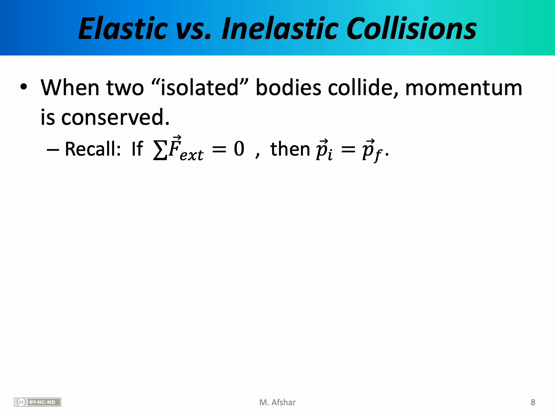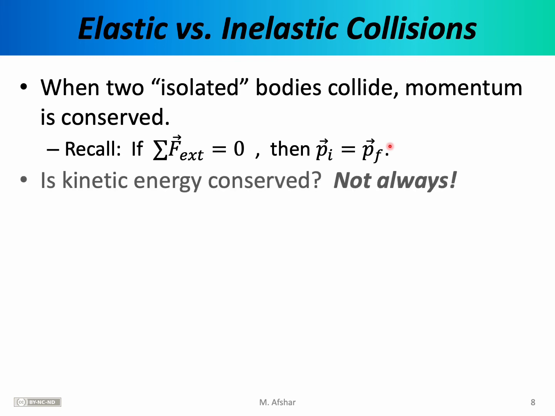When two isolated bodies collide, momentum is conserved. More precisely, if the sum of the external forces is equal to 0, then we can say P initial is equal to P final. So this is the precise statement of the principle of momentum conservation. So we know what happens to momentum when two isolated bodies collide, but what happens to kinetic energy? Is kinetic energy always conserved in the collision of two isolated bodies? And the answer is no, not always.